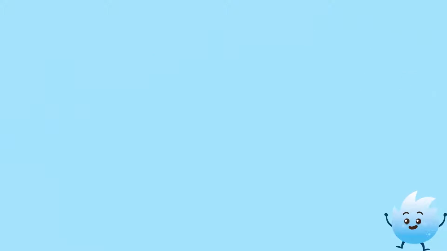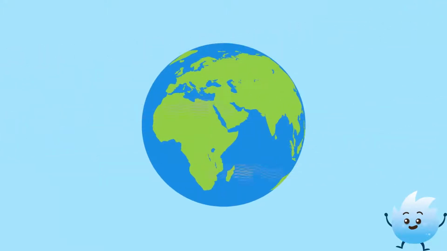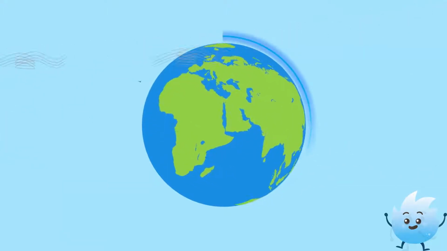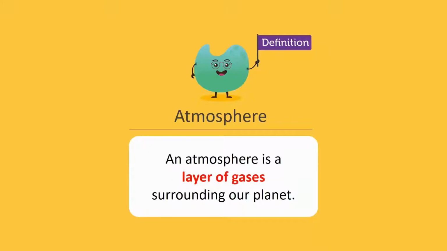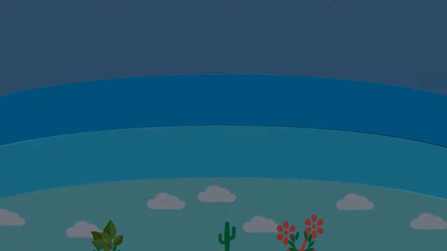Air is everywhere. Our Earth is surrounded by a blanket of air called the atmosphere. An atmosphere is a layer of gases surrounding our planet. There are 4 layers of an atmosphere.